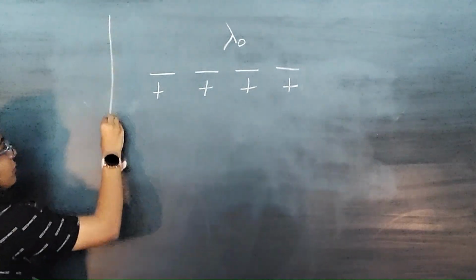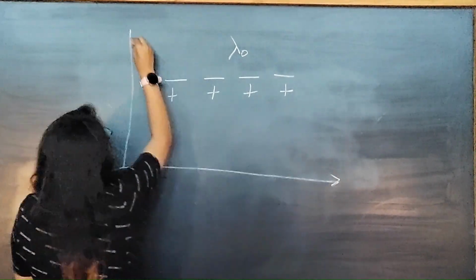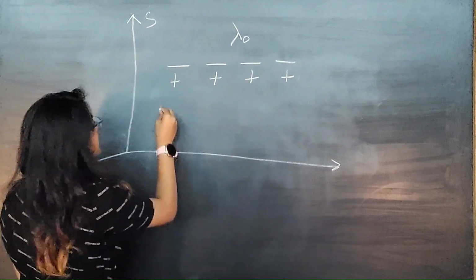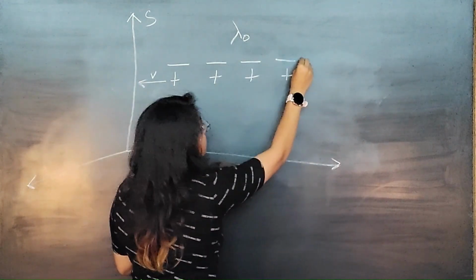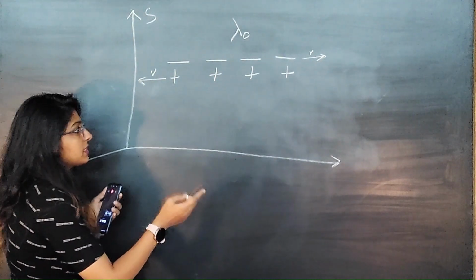Now, consider a frame of reference. This is your stationary frame, and we are going to denote it with S. So this is our S frame. In this frame, now consider your positive charges moving towards the left with a velocity v, and your negative charges moving towards the right with a velocity v. Both the velocities are the same.